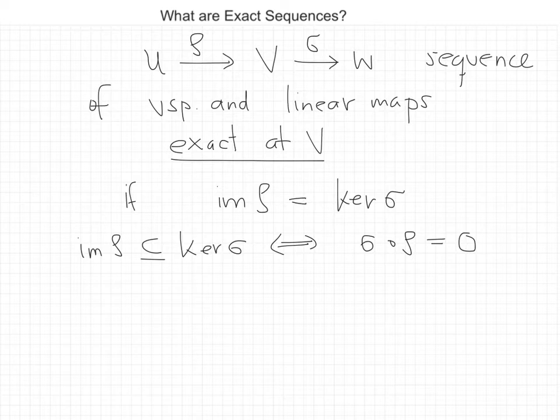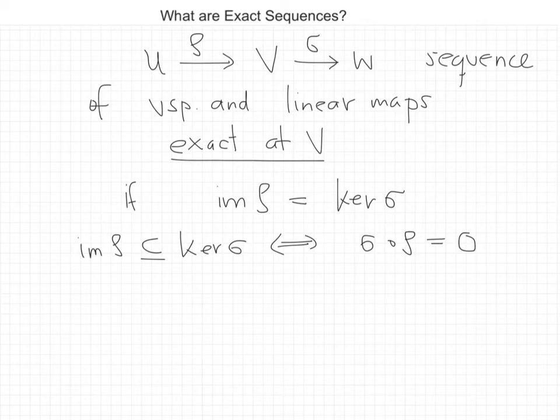Why is that the case? Well, let's assume sigma, let's say you have a vector. Sigma composed with rho is a homomorphism that is of course defined on U. So if we pick a vector in U, then we first apply rho and then apply sigma, which means that this is sigma.